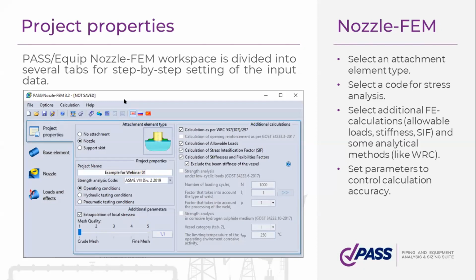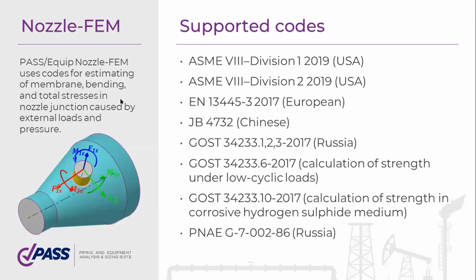You can also choose some additional calculations, like calculating loads, calculating stiffness or flexibilities, stress intensification factor, or some analytical methods like WRC. And of course, you need to set some parameters to control calculation accuracy. But of course, these parameters are also set by default. So let's go through these items.